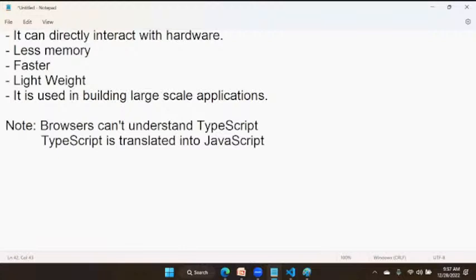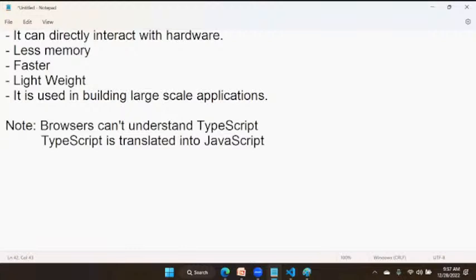Even if you are using TypeScript, it cannot directly run on the browser. We have to translate it into JavaScript. So then why don't developers write directly in JavaScript? Because if a developer writes in JavaScript, so many issues will be there. So instead of facing those problems, use TypeScript directly and translate it.